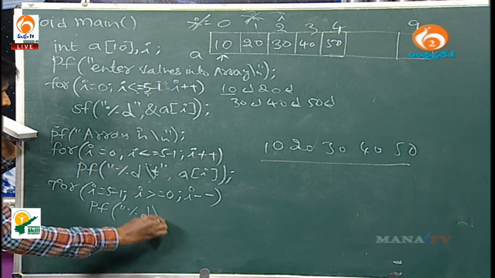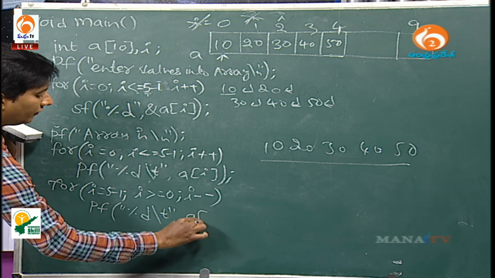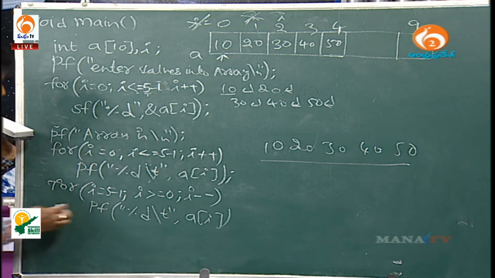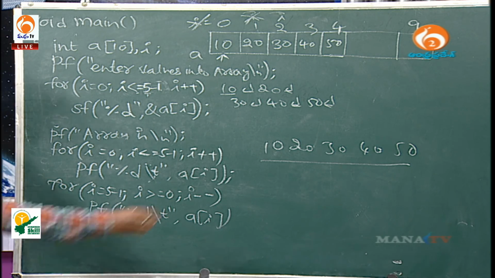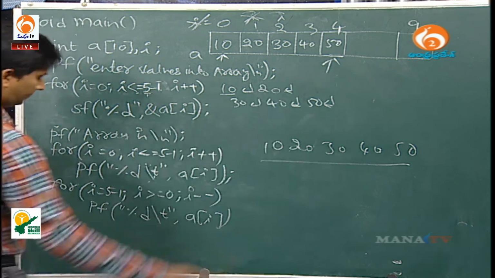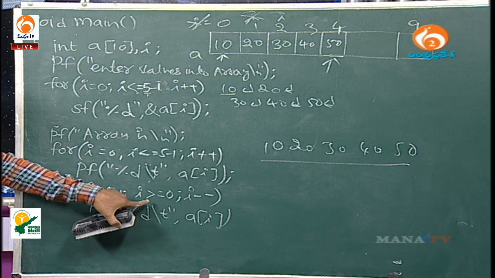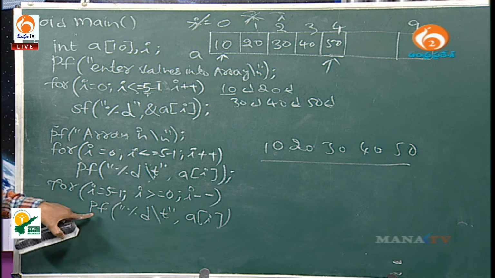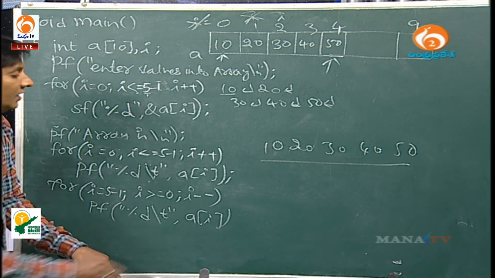Next, same printf, %d \t a of i. That is it for reversing an array. This is the logic for reversing an array. i equal to 5 minus 1, which means 4, here a of i. Okay, 4 is greater than or equal to 0, which is true. printf a of i means a of 4, that is 50 is displayed.